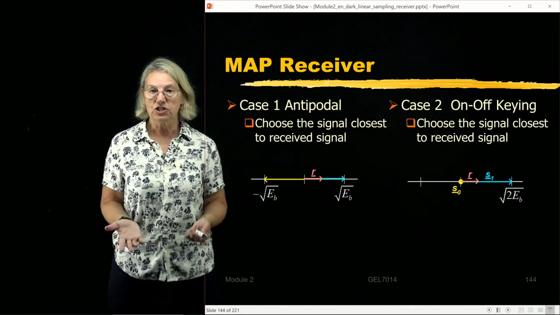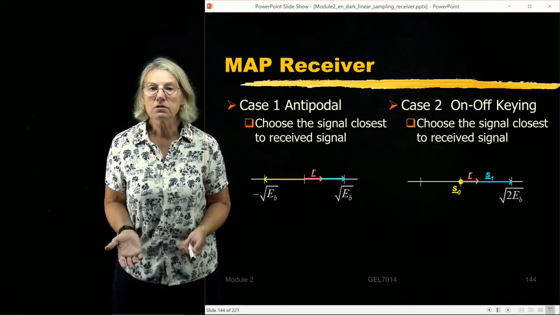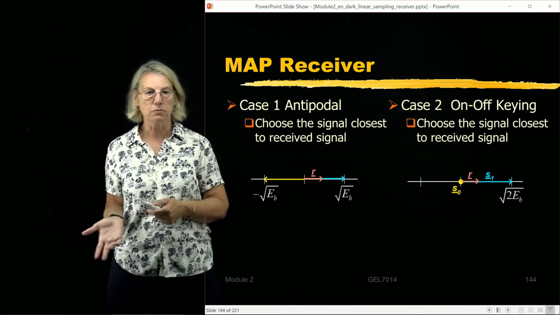So now what we'd like to do is apply our two rules. So we could have the MAP rule or the maximum likelihood rule.